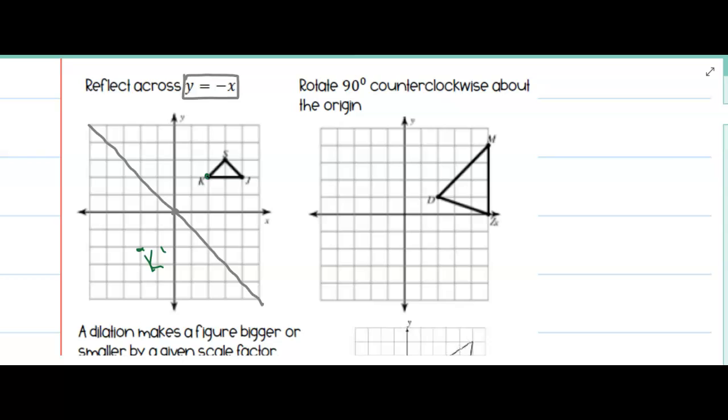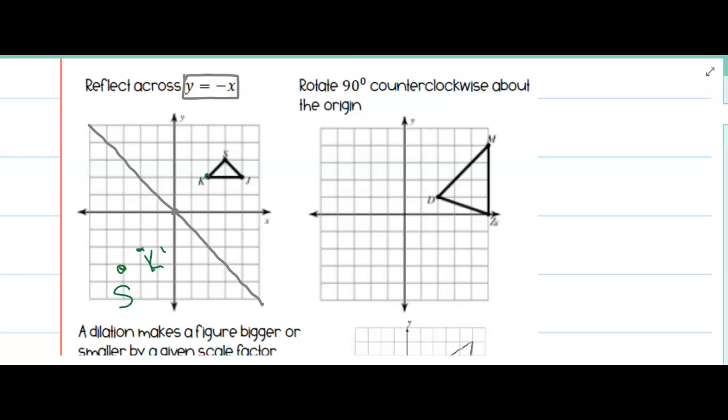S should be pretty easy to do as well because it's going to be the same thing. It's going to be 3 points straight there and then 1, 2, 3 points this way. So that's where your S prime is going to be.